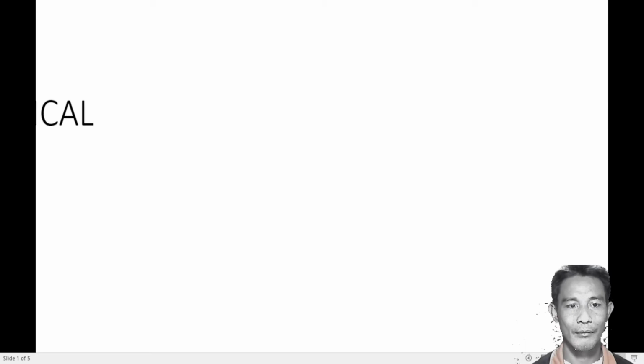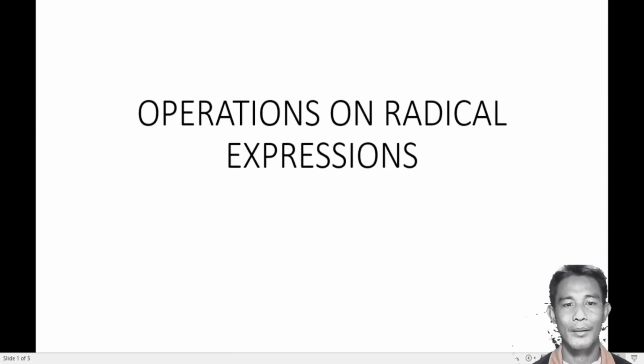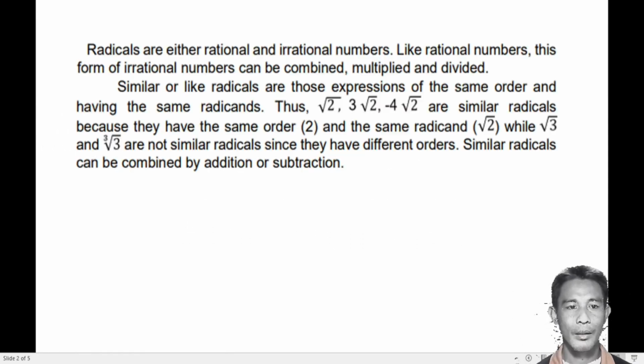Okay, so today we're going to learn how to combine radical expressions. Radicals are either rational or irrational numbers. Like rational numbers, this form of irrational numbers can be combined, multiplied, and divided. Similar or like radicals are those expressions of the same order and having the same radicands.